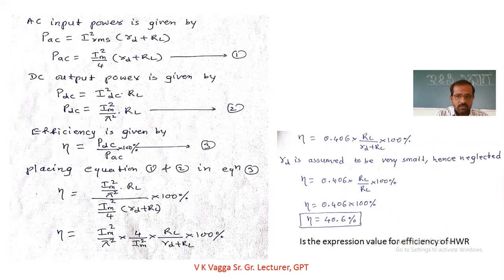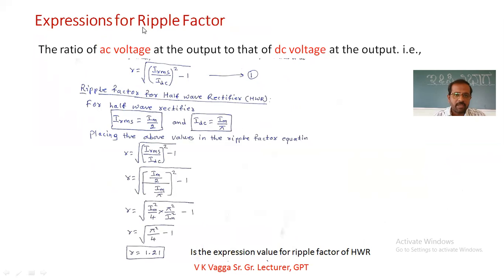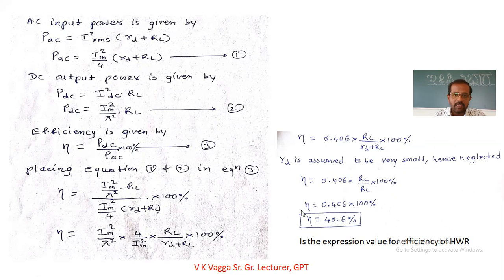Understood? Don't confuse the efficiency and the ripple factor. The ripple factor for the half-wave rectifier is equal to 1.21, and the efficiency is equal to 40.6%. Efficiency is less and the amount of ripples are more in the half-wave rectifier.